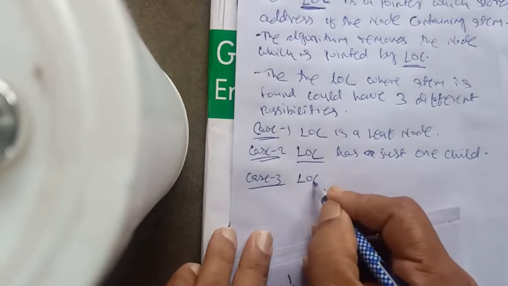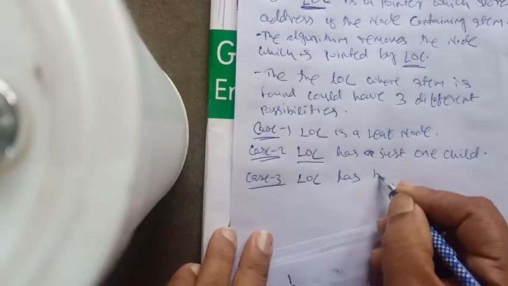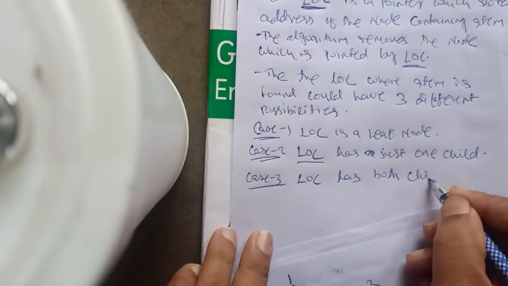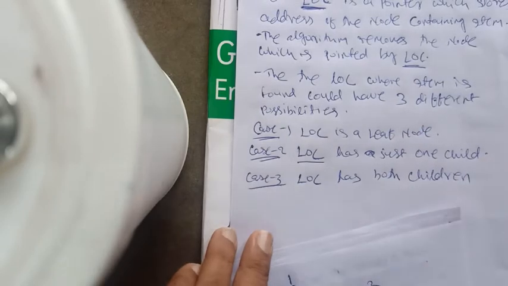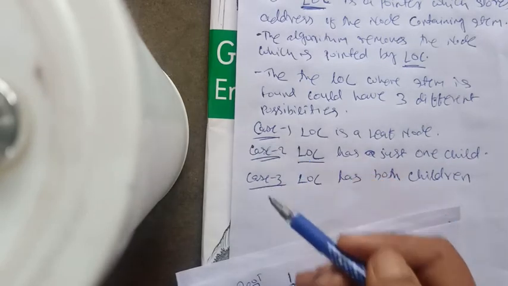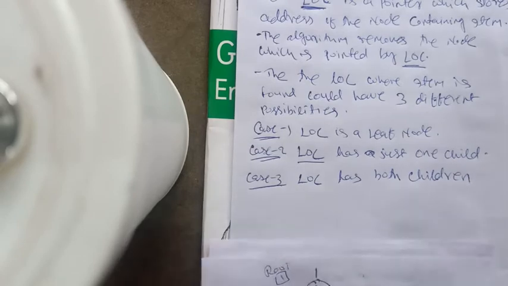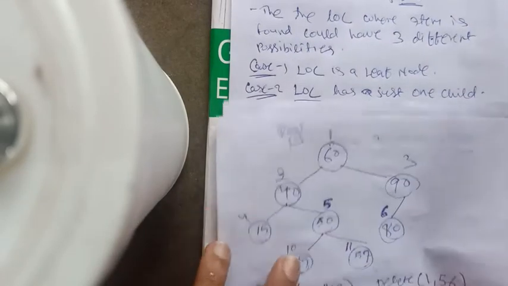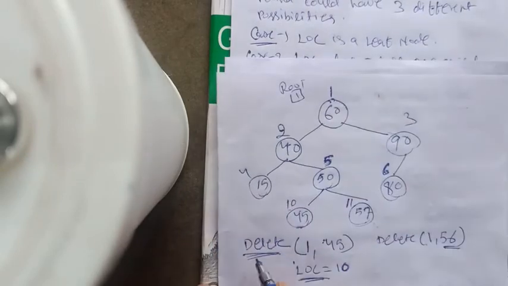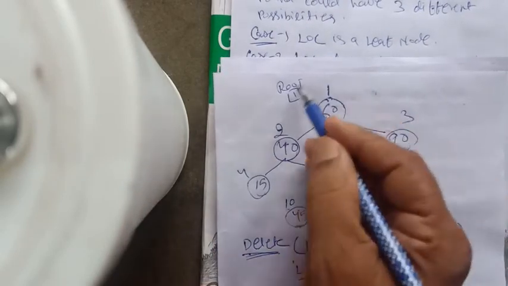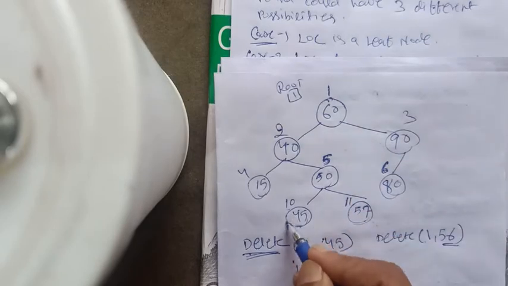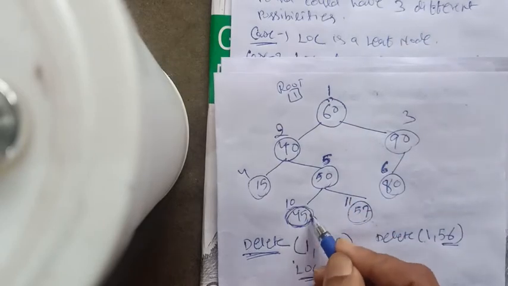The case 3 suggests LOC has both children, because a node could have a maximum of 2 children. Okay, so now suppose we found an item in a node which has both left and right child. For these 3 different cases, there are 3 different ways of deleting. So let's see with this example. Now suppose we want to delete 45. So we have to search this tree and we reach here and we will delete 45.